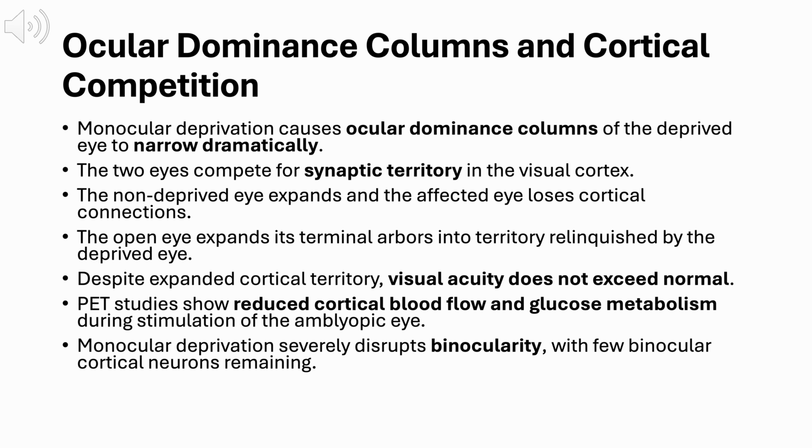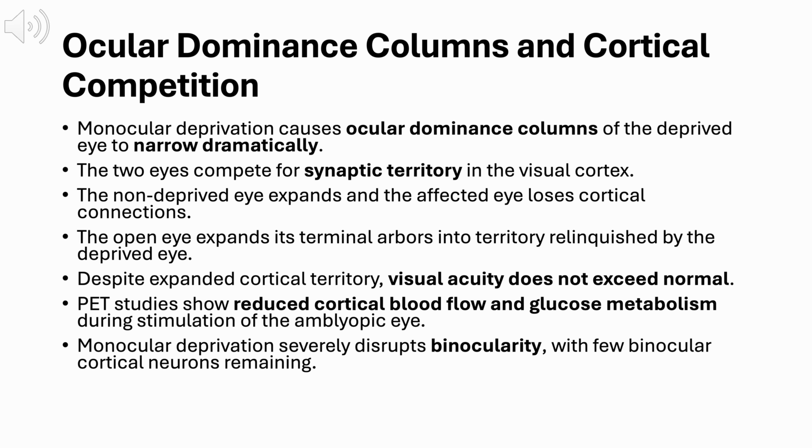This slide explains why those cortical changes happen by framing vision as a competition. When one eye is deprived early in life, the ocular dominance columns connected to that eye shrink dramatically. The two eyes are essentially competing for space in the visual cortex, and the eye with stronger, clearer input wins more synaptic territory. As the deprived eye loses ground, the non-deprived eye doesn't just stay the same, it actively expands.